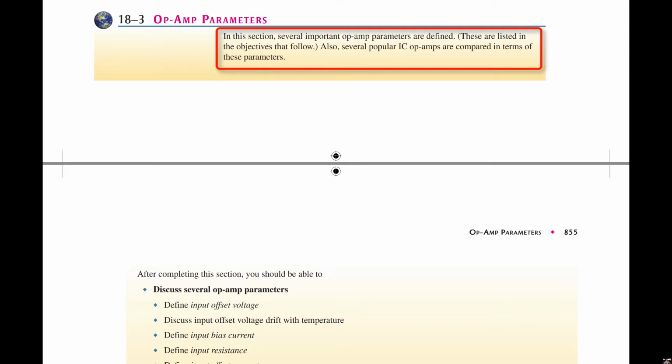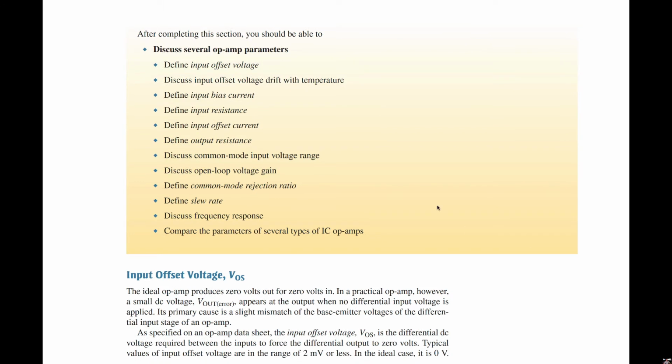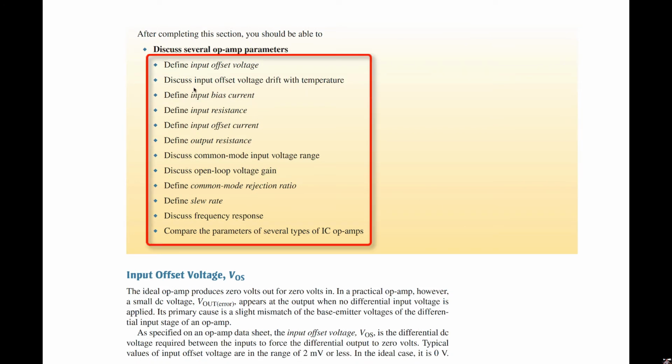We move out of the modes and into the op-amp parameters. We're going to look at several op-amp parameters listed in the objectives, then also popular IC op-amps compared in terms of these parameters. So if you take a look here, we've got several: input offset, input bias, input resistance, input offset current, output resistance. So there's several here.